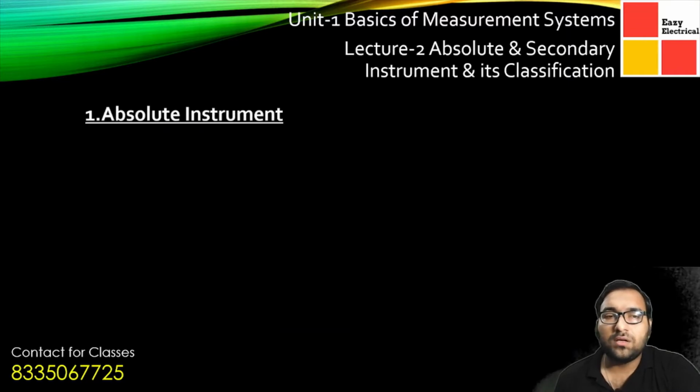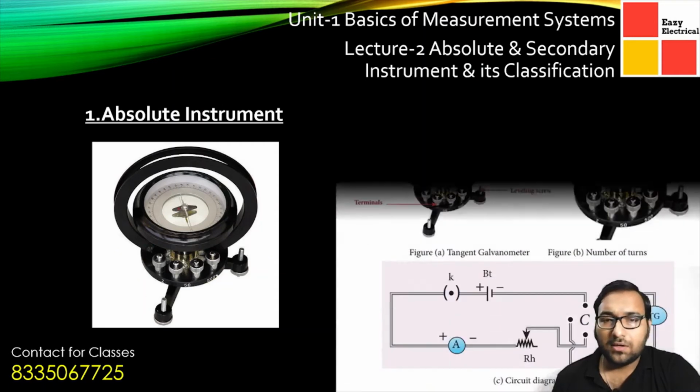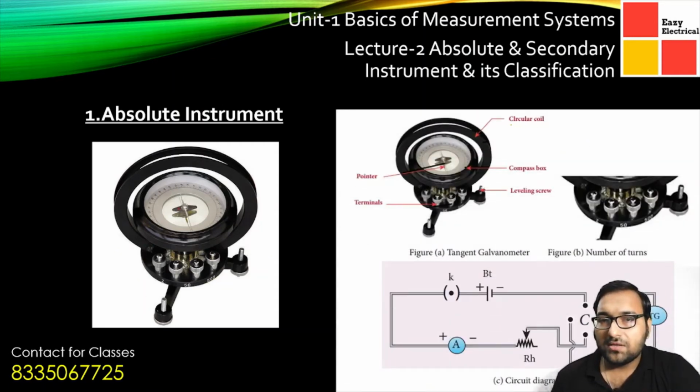Now coming to the next, I have shown here some examples of the absolute instrument. So this is, you can see, a tangent galvanometer. Here different parts are there. You can see the circular coil portion, the upper part. There is the pointer portion. There is a compass box also inside. Terminals are also there. Leveling screws are also there.